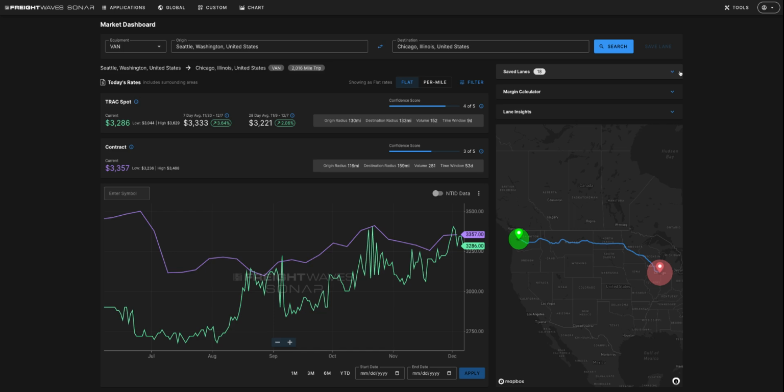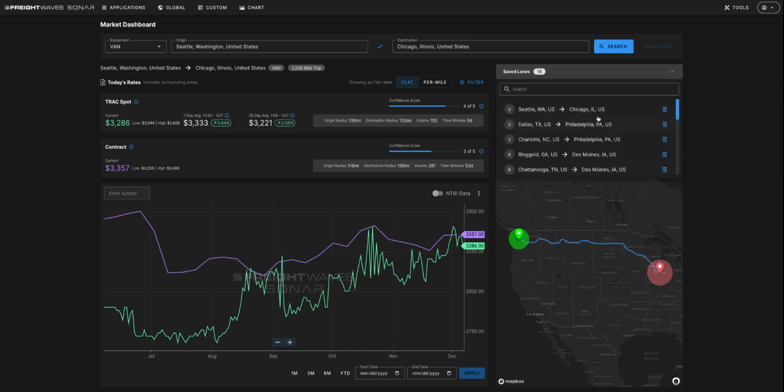We also have the ability to save lanes. If this is a lane that you run on a regular basis, you can save it below. I already have this one saved, so that's why it's grayed out. If it wasn't grayed out, you would click on save lane. It would save it below, and then you can quickly click on it and update all of the information without having to type it in. You can also delete them if you don't need that one anymore, and you can save up to 1,500 lanes in here.